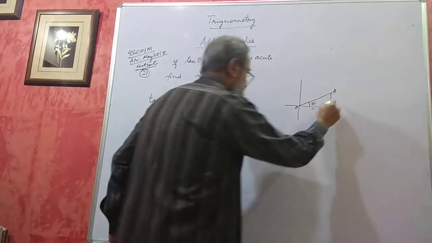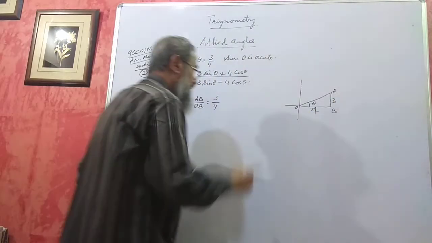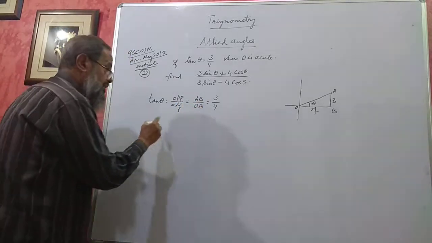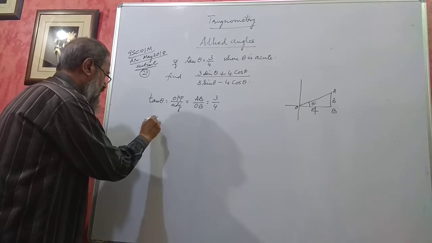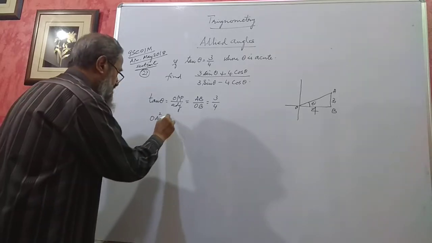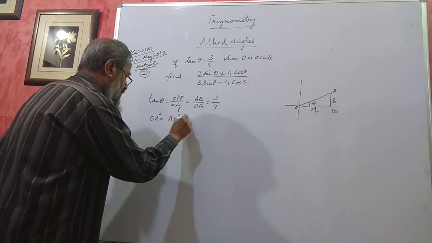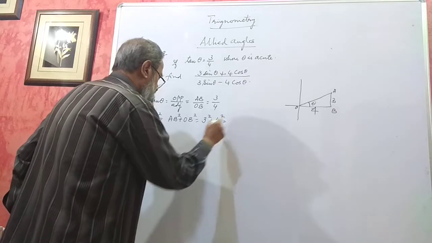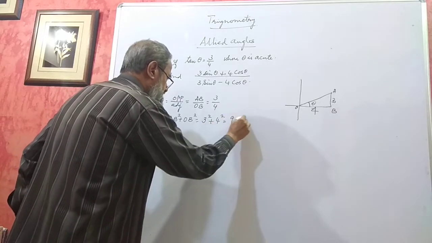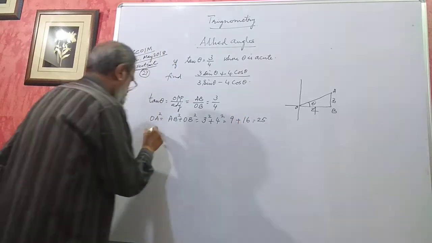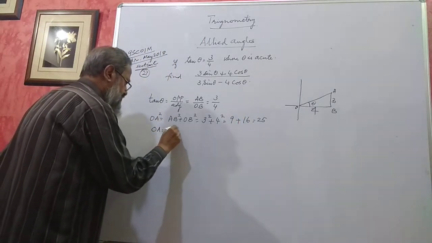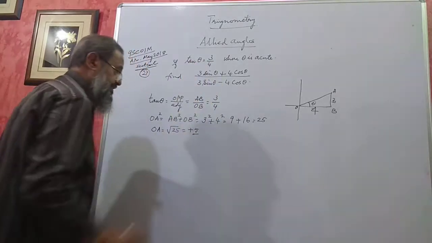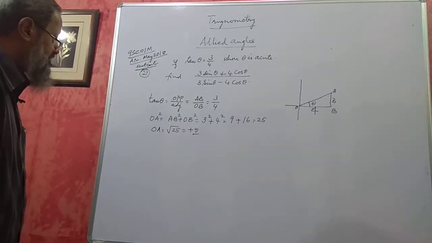That means AB is 3, and this is 4. Now I don't know OA. Using Pythagoras theorem, OA square will be equal to AB square plus OB square, that is 3 square plus 4 square, that is 9 plus 16, 25. So OA will be square root of 25, that is plus 5. This hypotenuse will be always plus, wherever it is, in whichever quadrant it is.